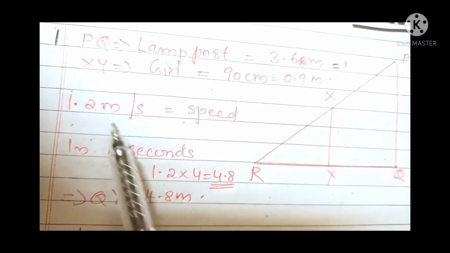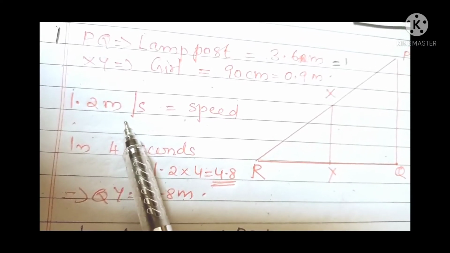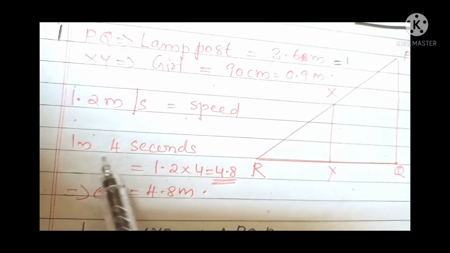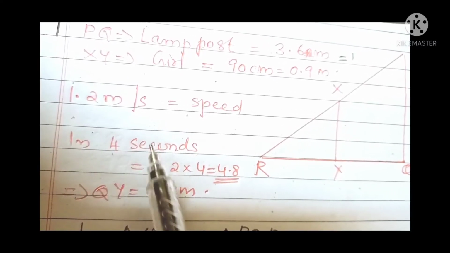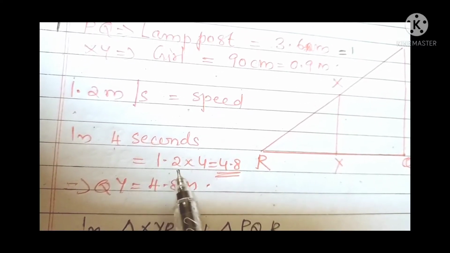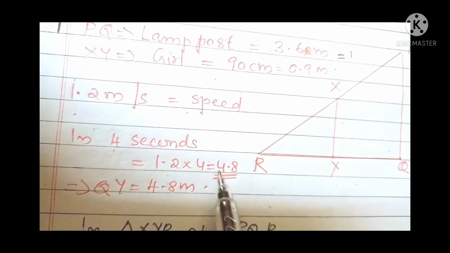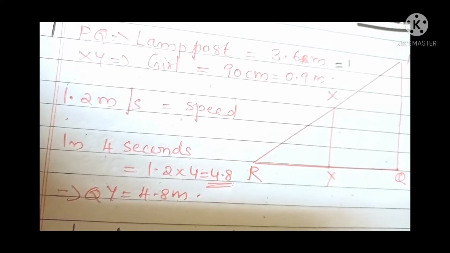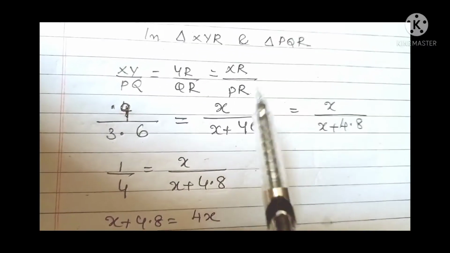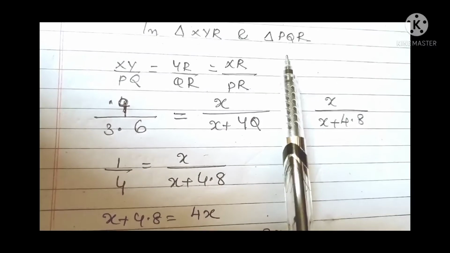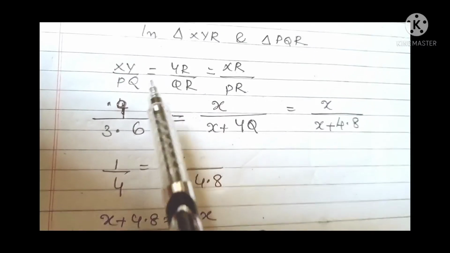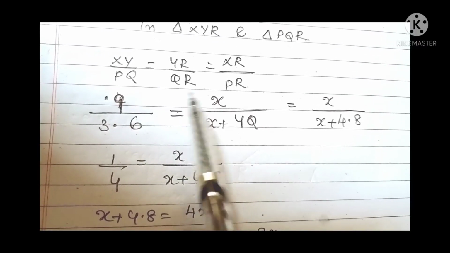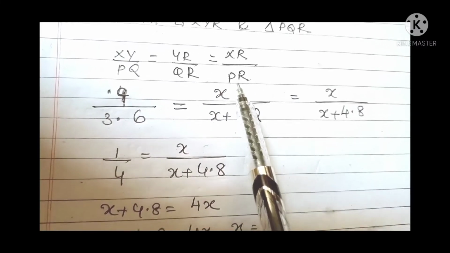Since speed is 1.2 meter per second, that is in 1 second 1.2 meter. So in 4 seconds, how much distance is covered by the girl? 1.2 into 4, that is 4.8. That is QY is equal to 4.8. Then consider triangles XYR and PQR. The ratio of sides: XY by PQ equal to YR by QR equal to XR by PR.